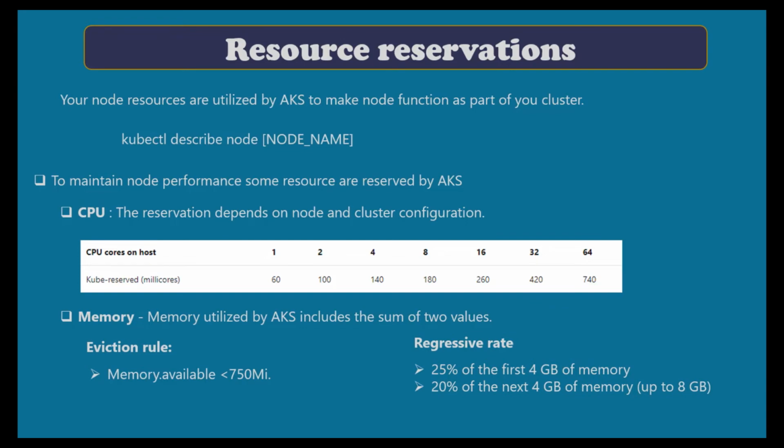The second value is the regressive rate. If you are using 4 GB RAM, out of 4 GB, 25% of the first will be reserved by the daemon side. If you are using 8 GB, then 20% of the next 4 GB of memory will be reserved.